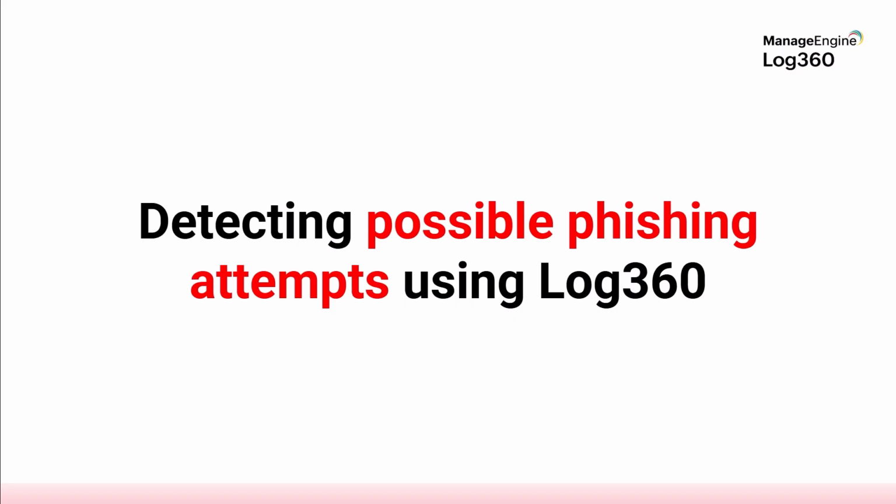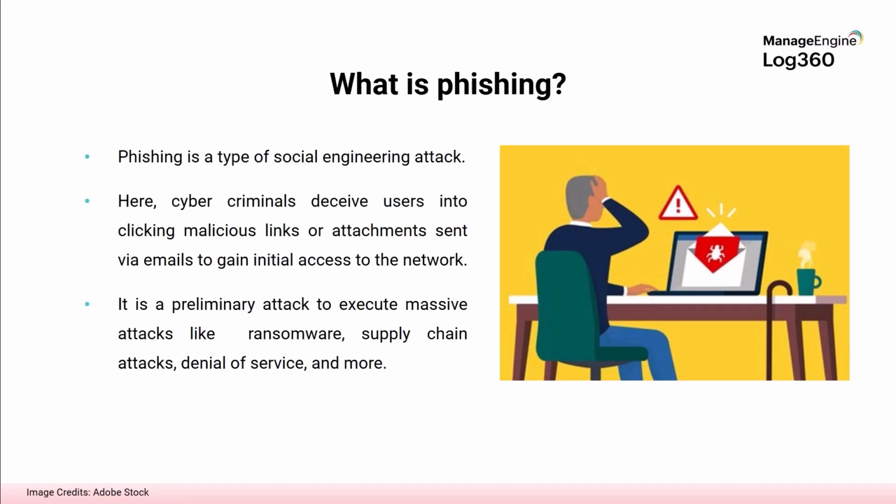In this video, you'll learn how to leverage Log360, the unified SIEM solution from ManageEngine, to detect possible phishing attempts. Phishing is a type of social engineering attack where attackers deceive users into clicking malicious links or attachments sent via emails. On clicking such links or attachments, the malware automatically gets installed on the user's device without their knowledge. It opens a backdoor for attackers, allowing them to gain initial access to the network to execute major attacks like ransomware, supply chain attacks, denial of service, and more.